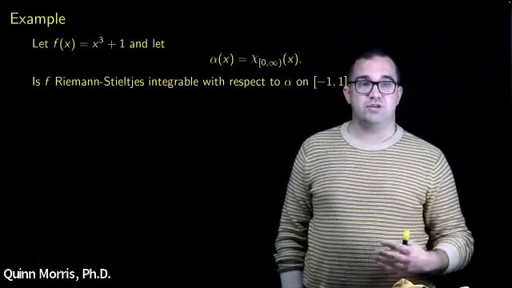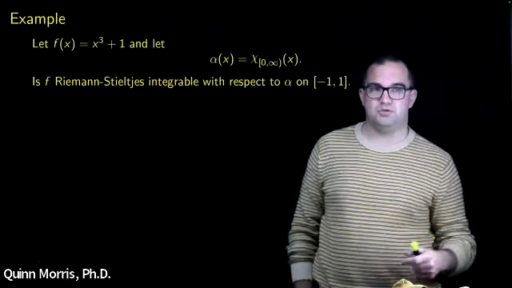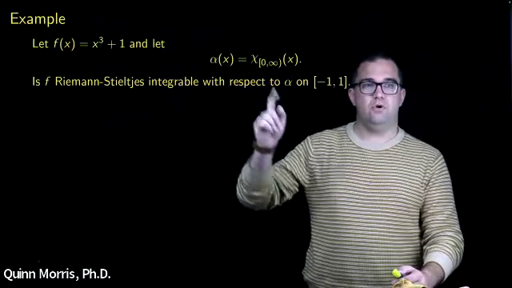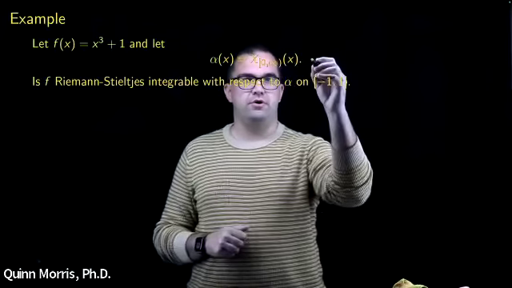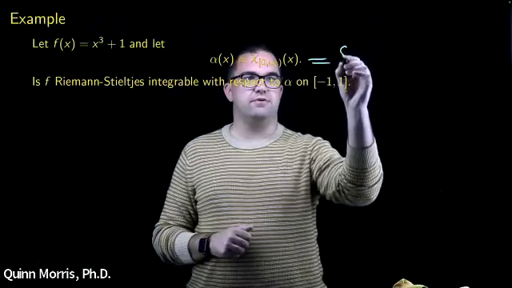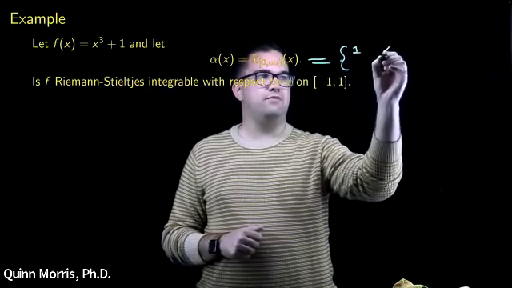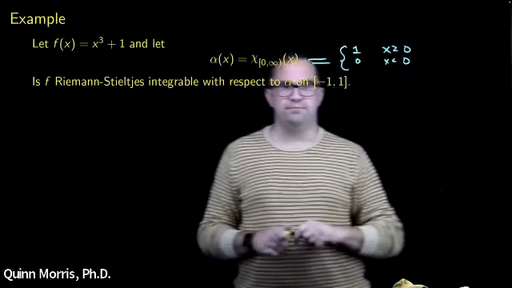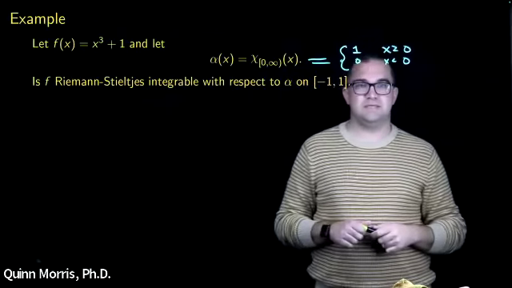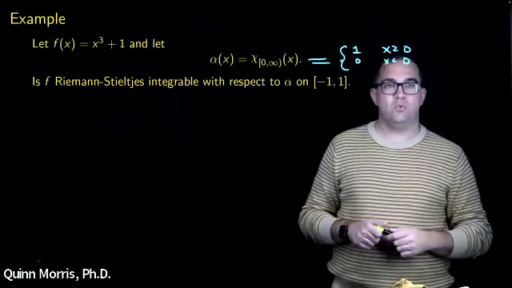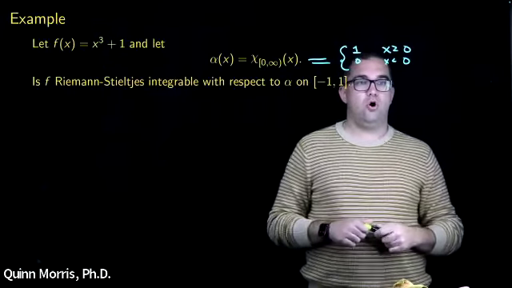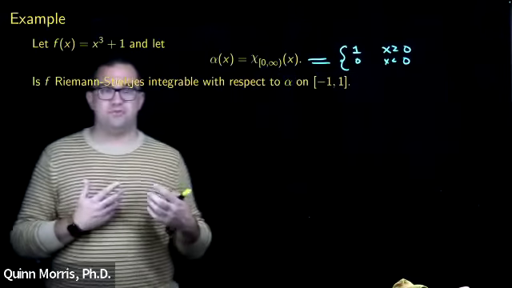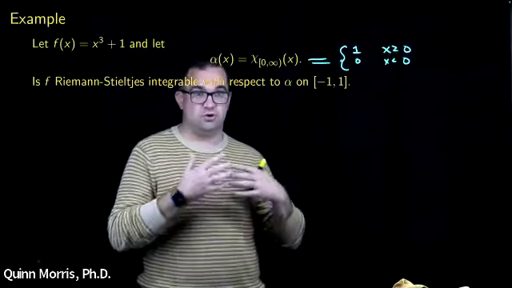So imagine that I have a function f of x. I'm just going to take this function to be x cubed plus 1, and let alpha of x be the indicator function of the interval 0 to infinity. So if you prefer, we could think of this as being defined as the function which is 1 if x is greater than or equal to 0, and 0 if x is less than 0. And the question we want to ask ourselves is: is f Riemann-Stieltjes integrable with respect to this alpha on the closed interval -1 to 1? So everything we have to work with right now are just definitions.